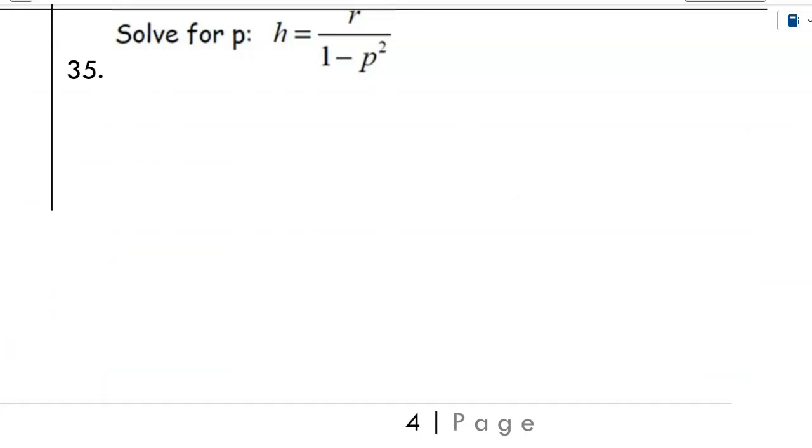Here, it says solve for p. Okay, let's go ahead and solve for p. So p's in the denominator, so get it out of the denominator by multiplying it by its reciprocal. So I'm going to do 1 minus p squared on both sides. So I get h times 1 minus p squared equals, and this simplifies, and we just get an r.